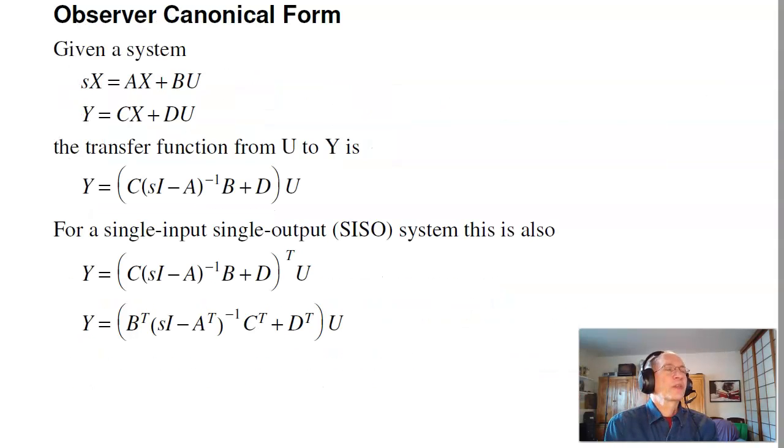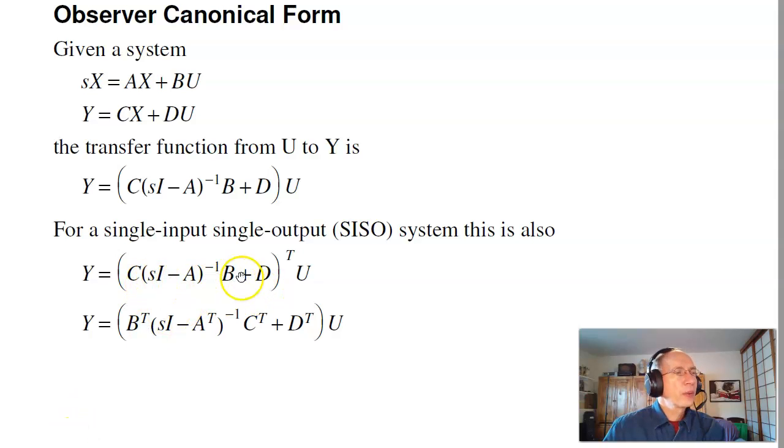But that's controller form. There are other forms. One is called observer canonical form. So again, given the same system, x dot equals Ax plus Bu, y equals Cx plus Du, if you find the transfer function, you solve for x, bring the A left, take the inverse of sI minus A times B, and substitute. Here's the transfer function. If you have a single input, single output system, and I transpose it, the transpose of a scalar is still a scalar, has no effect. If I transpose it, it's still a perfectly valid transfer function.